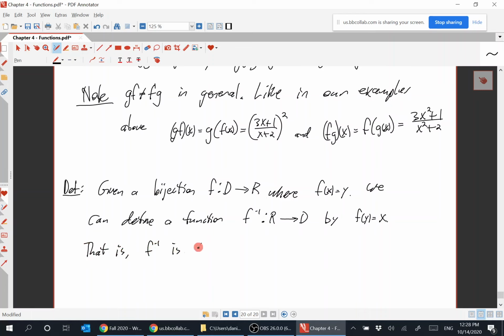f inverse is the function for which f following f inverse of y is always y, and f inverse following f of x is always x.